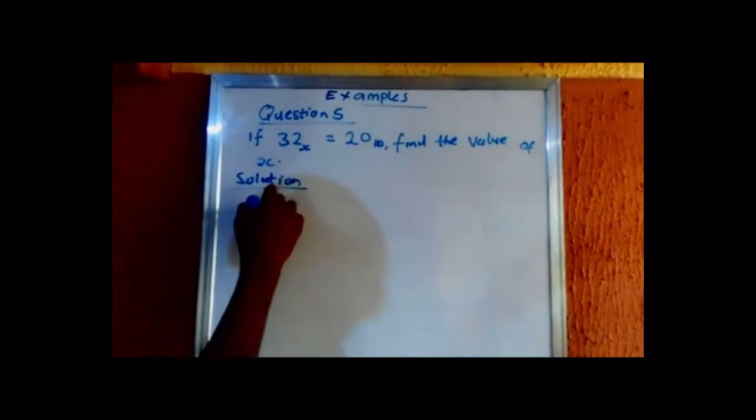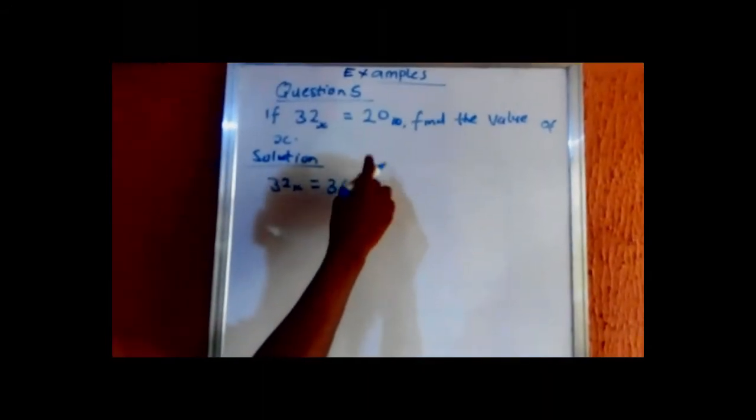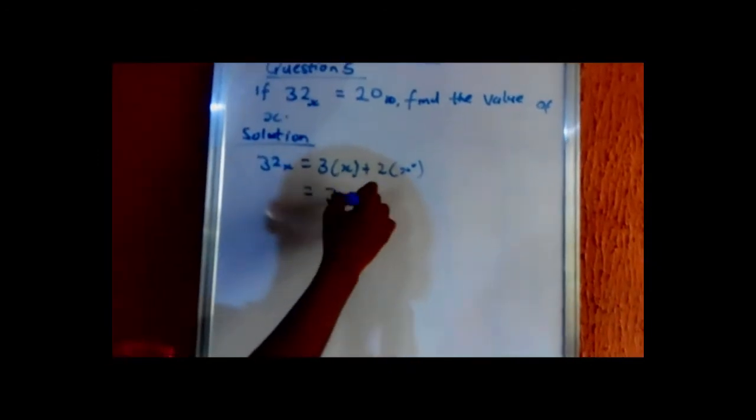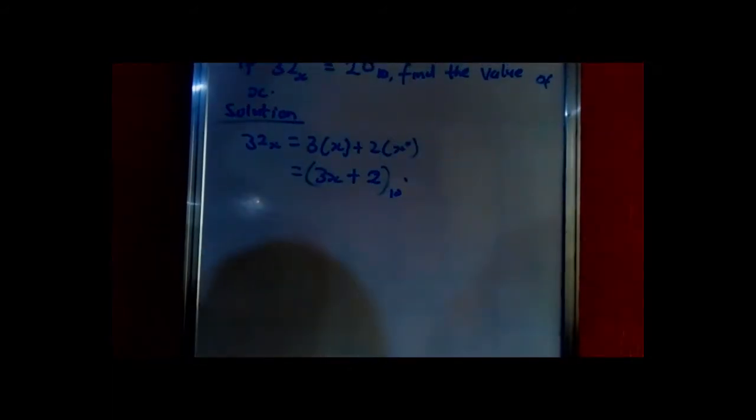So 32 base x equals 3 into x plus 2 into x raised to the power 0. There are two digits here, which means the x powers are 1 and 0. So this becomes 3x plus 2 in base 10. So wherever I see 32 base x in this question, I replace it with 3x plus 2 in base 10.